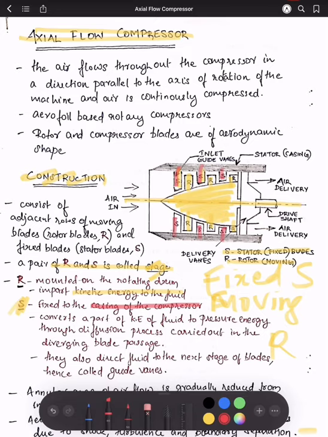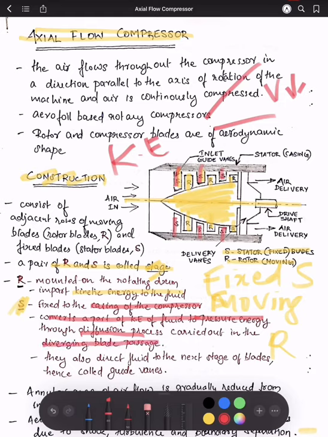Now as you can see, when the fluid flows through the rotor blades, it imparts kinetic energy to the fluid. Now the fluid with high kinetic energy goes into the stator blades. In the stator blades what happens is it has diverging passages. Because of this the velocity decreases and its pressure energy increases. So it converts a part of the kinetic energy of the fluid to pressure energy through the diffusion process carried out in the diverging blade passage.